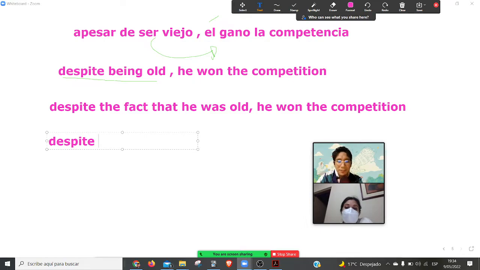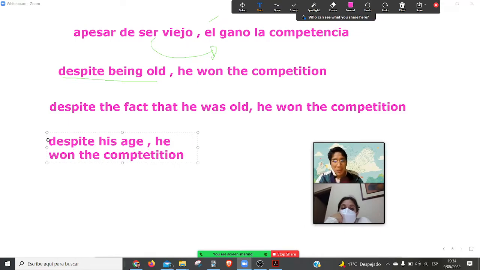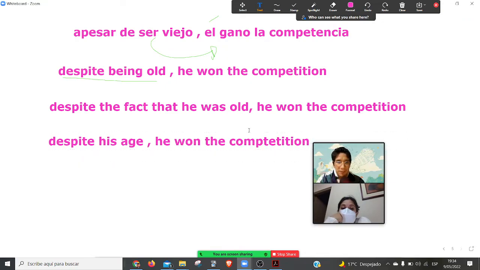Despite his age. Great. A pesar de su edad, despite his age, he won the competition. Did you understand this part? ¿Se entendió? Yes. Recuerda que tiene que tener los dos. Tiene que referirse al mismo sujeto. Did you understand right? Of course. Yes. Amazing.